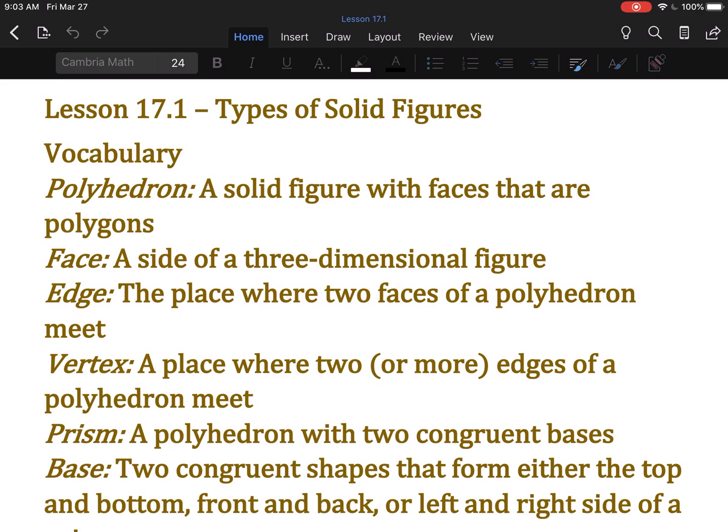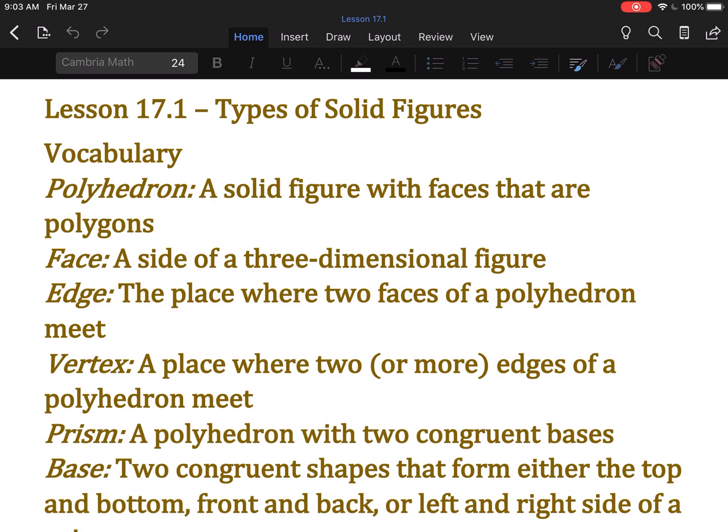So like a sphere is not a polyhedron. A cylinder, a cone, they are not polyhedrons because they have curved bits. Now, like a cube or a pyramid or a prism, those are polyhedrons. They're made up of nothing but straight-sided flat shapes.